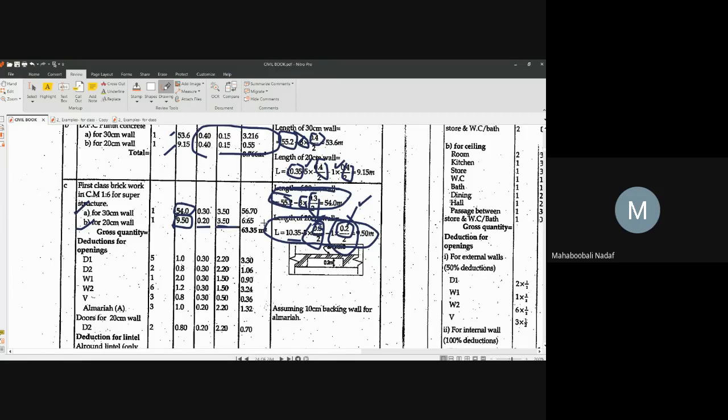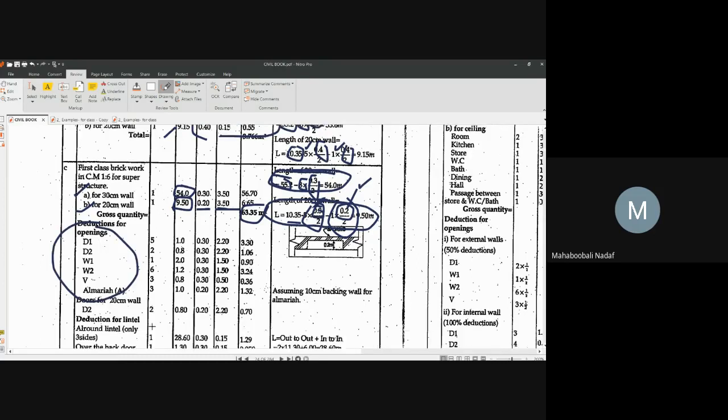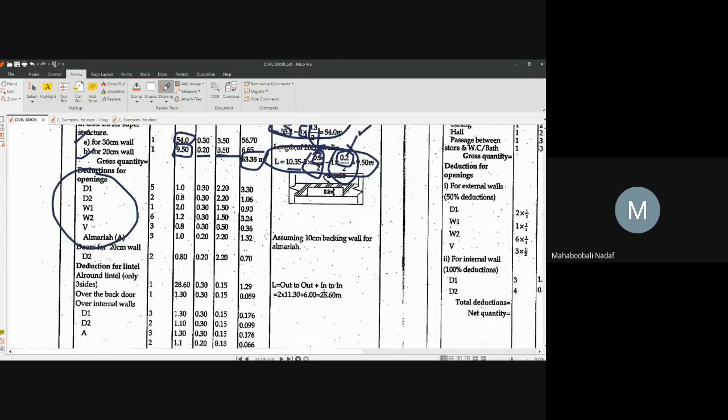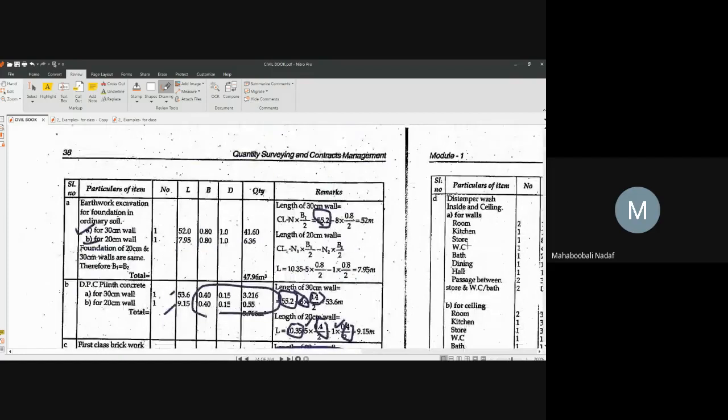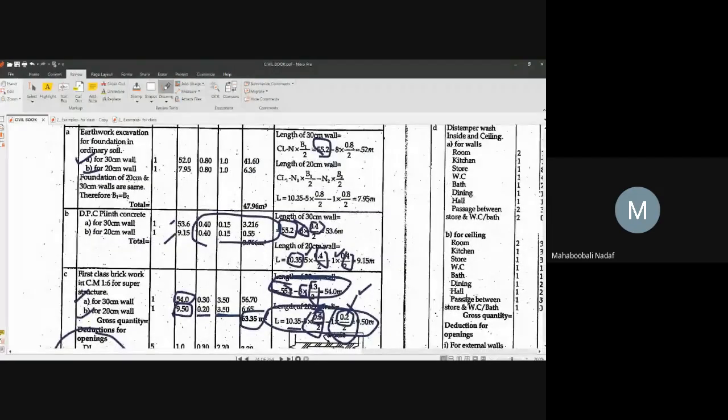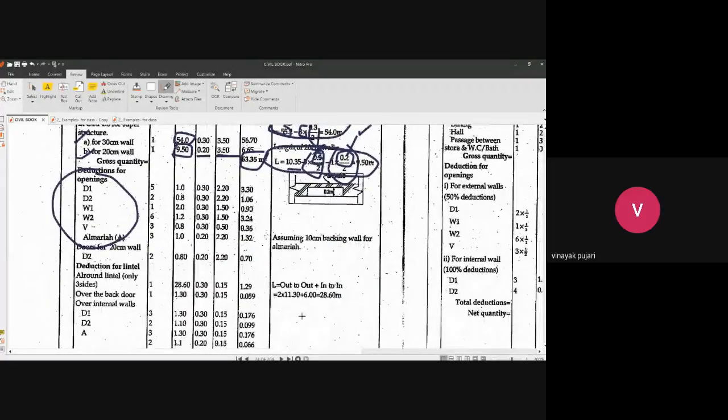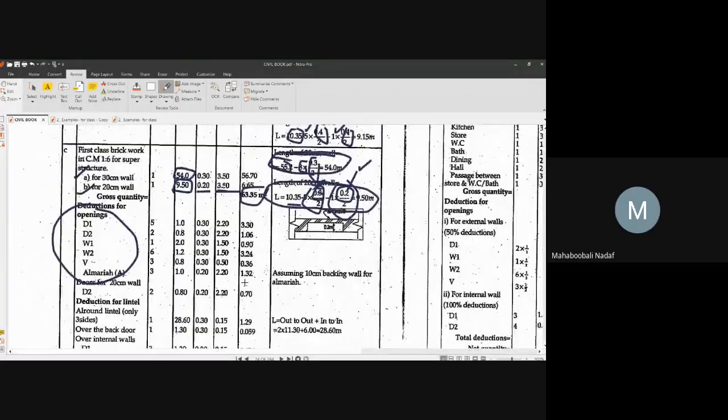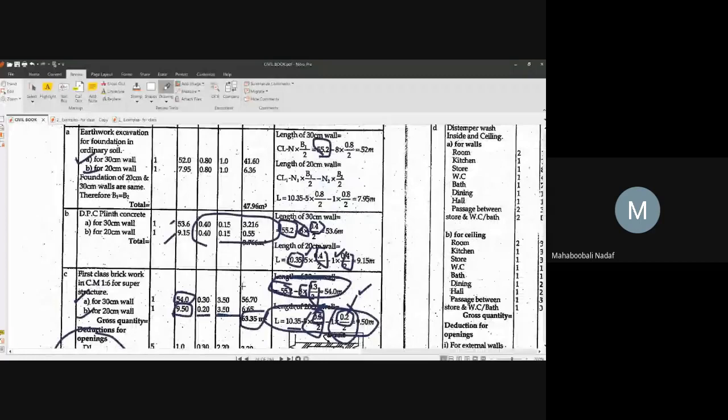Okay, this will give you the gross quantity of brick work. Next, deductions I will not tell, because you can do the deduction part, plastering part and distempering. These things we have covered in the other examples. Yes or no? Wherever there is a change from the previous problem, that one only we are discussing. Okay?